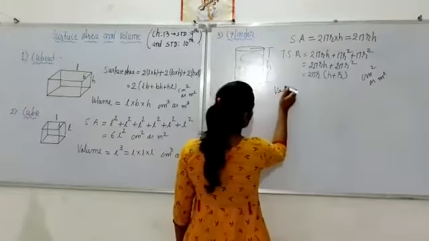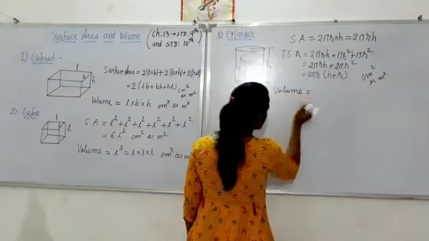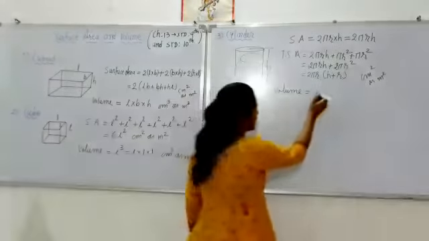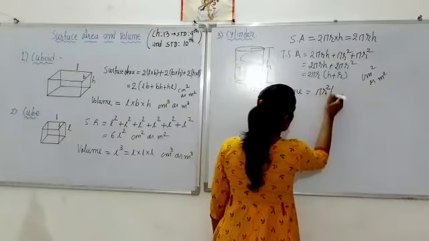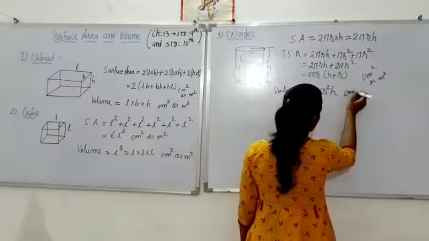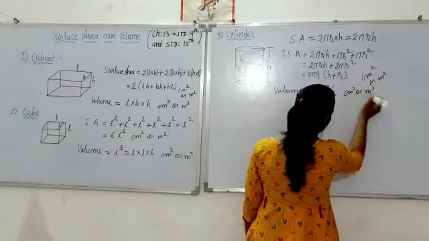Now its volume. Volume of a cylinder is equal to area of circle, that means pi r square, into height. So pi r square h. And its unit is centimeter cube or meter cube.